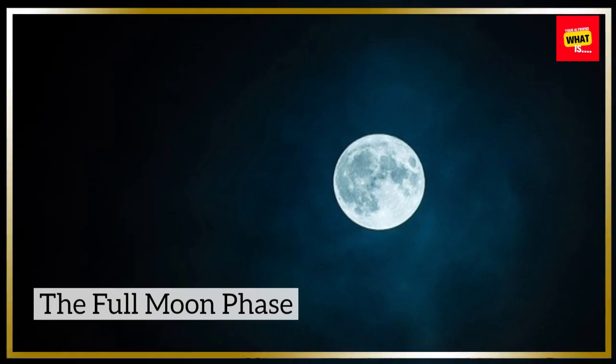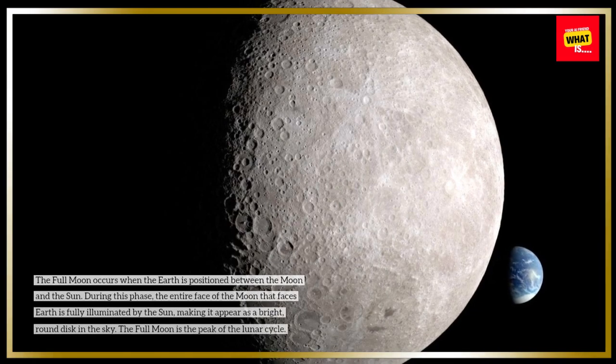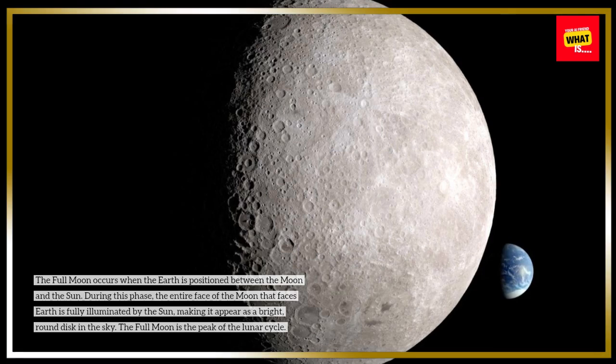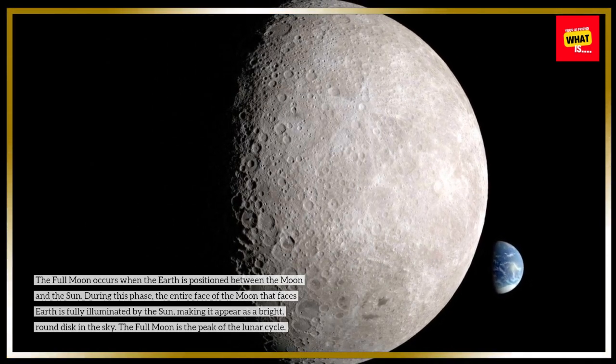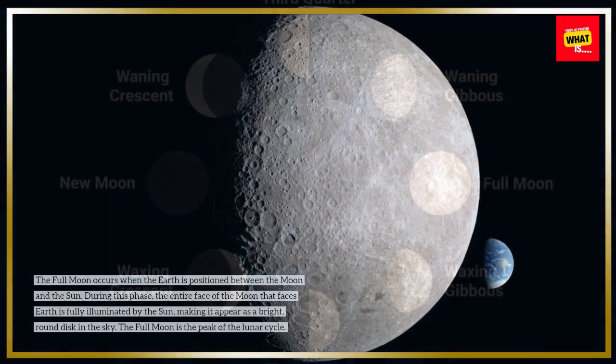The full moon phase. The full moon occurs when the Earth is positioned between the moon and the Sun. During this phase, the entire face of the moon that faces Earth is fully illuminated by the Sun, making it appear as a bright, round disk in the sky. The full moon is the peak of the lunar cycle.